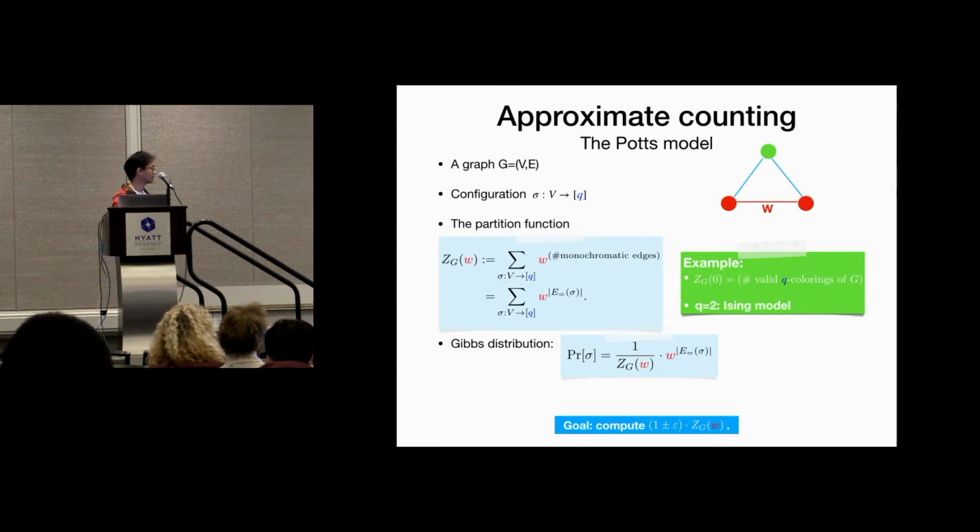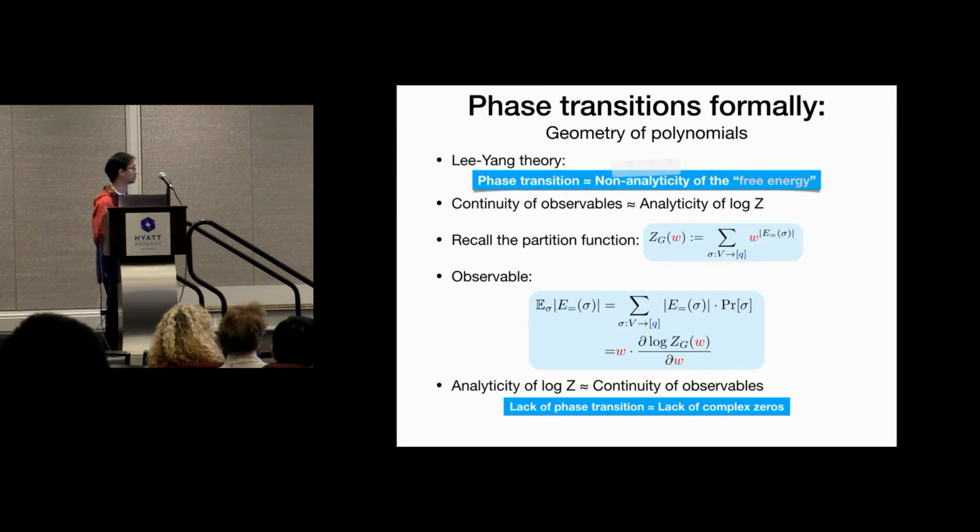And the Gibbs distribution will just be that the probability that we get any configuration is proportional to the weight. So it's proportional to W to the number of monochromatic edges, normalized by the partition function. And our goal will be to compute this partition function in a multiplicative approximation fashion. Okay, so now we can define the phase transition more formally.